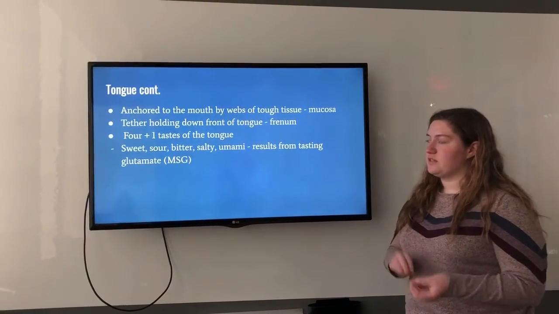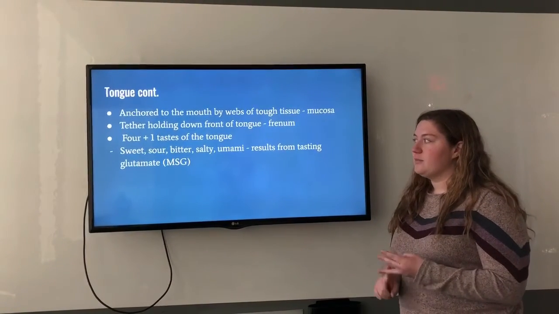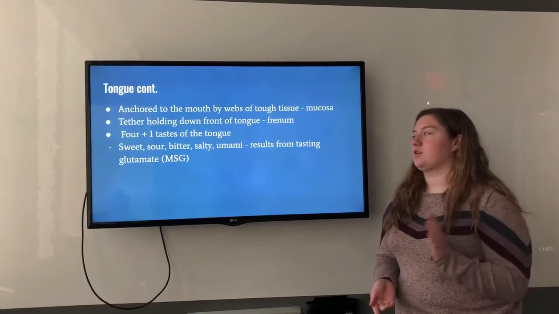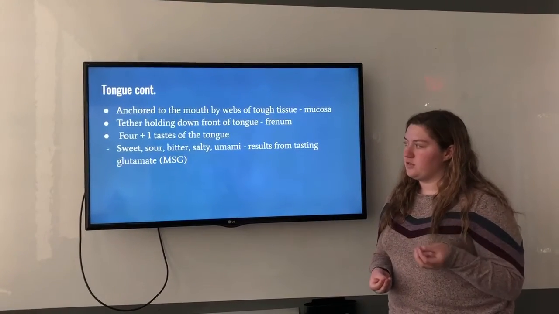There are different tastes that the tongue can encounter, and those are sweet, sour, bitter, salty, and then a different one, which is called umami, and that results from tasting glutamate, which is also known as MSG.